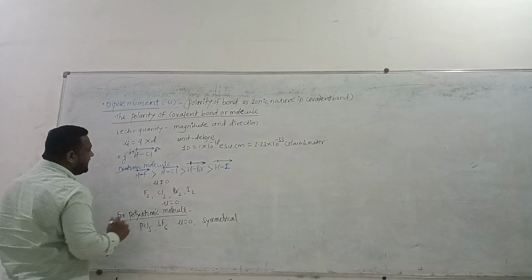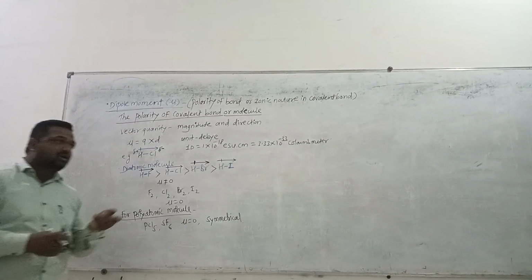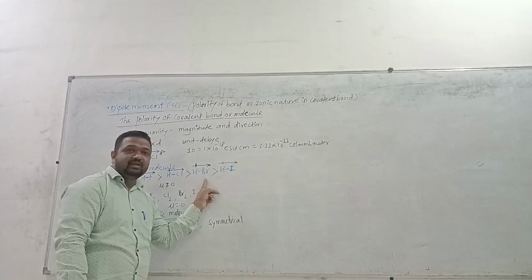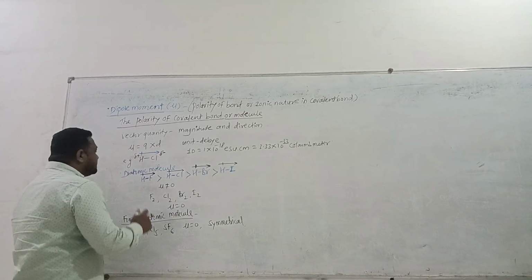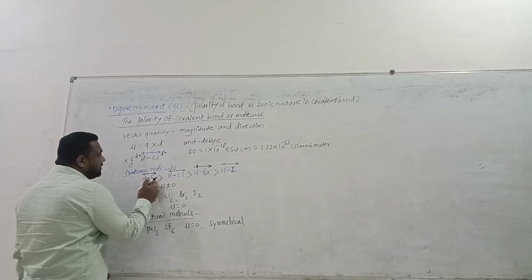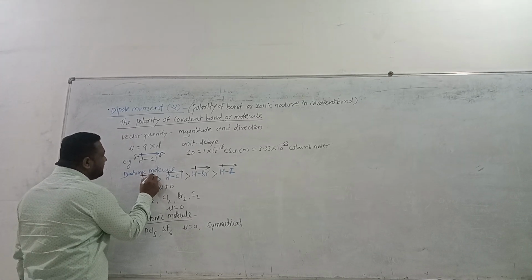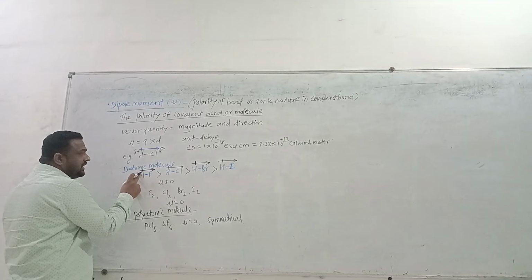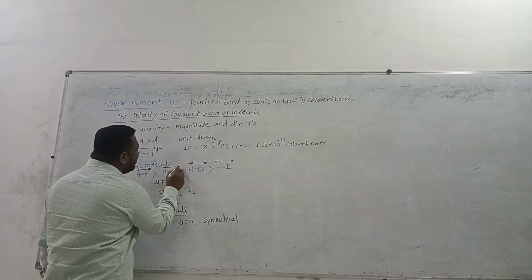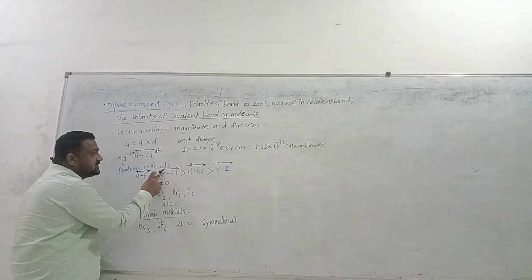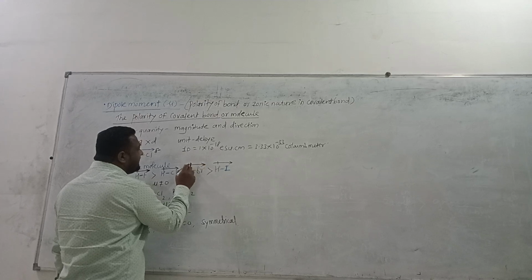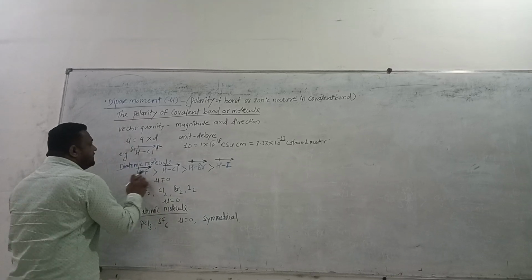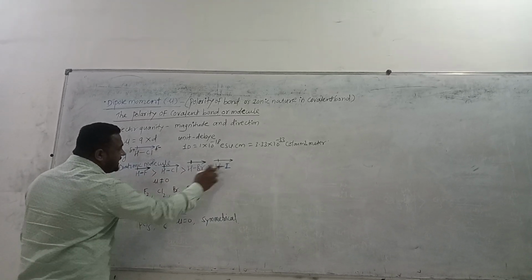For diatomic molecules, how many atoms are there? Only two atoms. These are the HF, HCl, HBr and HI molecules. In HF, the electronegative element is fluorine. Fluorine is more electronegative, so the head is on the fluorine atom and the tail is on hydrogen. Similarly, in HI the head is on iodine and the tail is on hydrogen.